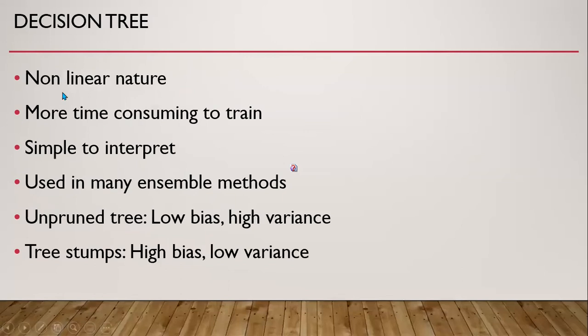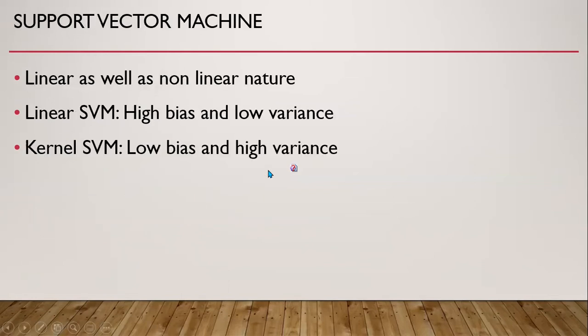Decision trees have non-linear nature. They take more time to train. However, they are very simple to interpret. They are used in many ensemble methods. The unpruned trees have low bias and high variance, whereas tree stumps, that is decision trees with a single level, have high bias and low variance.